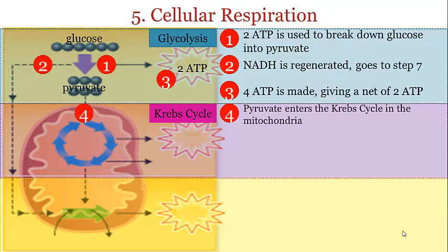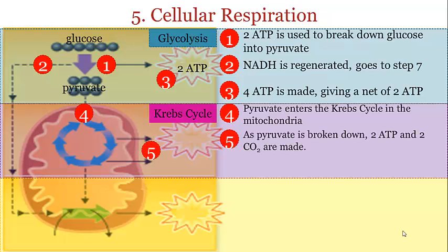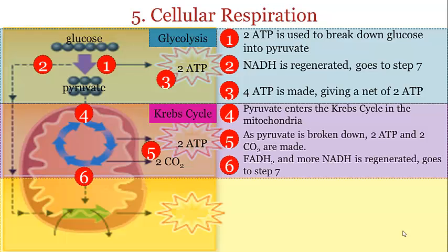So, pyruvate enters the Krebs cycle in the mitochondria. As pyruvate is broken down further, we're going to make 2 ATP as well as 2 carbon dioxide. We are also going to make a compound called FADH2 and more NADH. So these are rechargeable batteries. We're using this energy to regenerate the FADH2 and the NADH. This is all going to go to the electron transport chain in step 7.